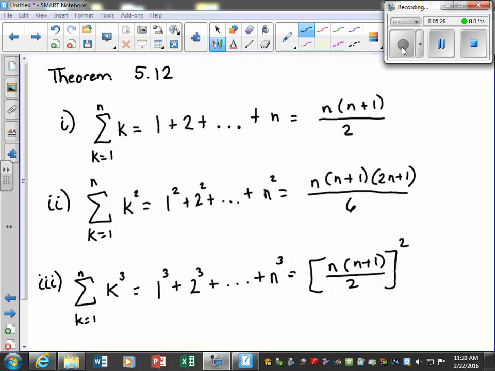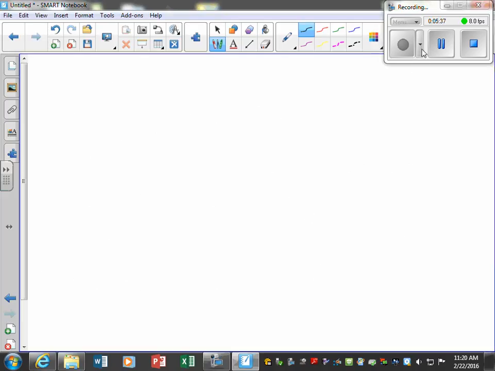Okay, so this is your Theorem 5.12. Make sure you copy this down and you're familiar with it. And then let's see an example.